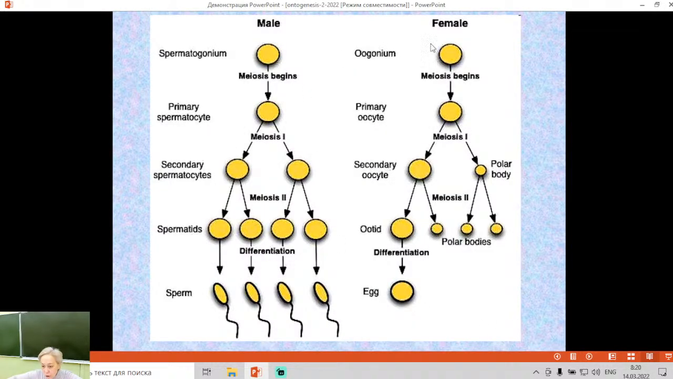And you see this process on this slide. One primary oocyte divides into secondary oocyte and polar body. After that, the polar body divides into two polar bodies, and the secondary oocyte divides into egg and polar body too. At this moment, the stage of formation during oogenesis is absent. I repeat.